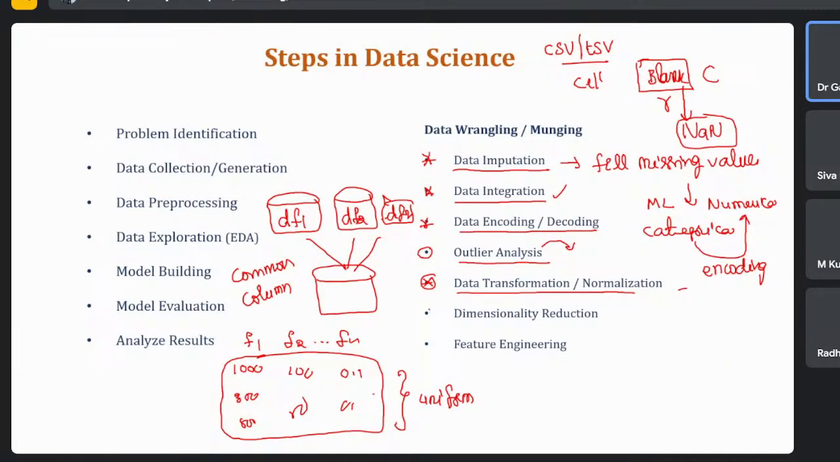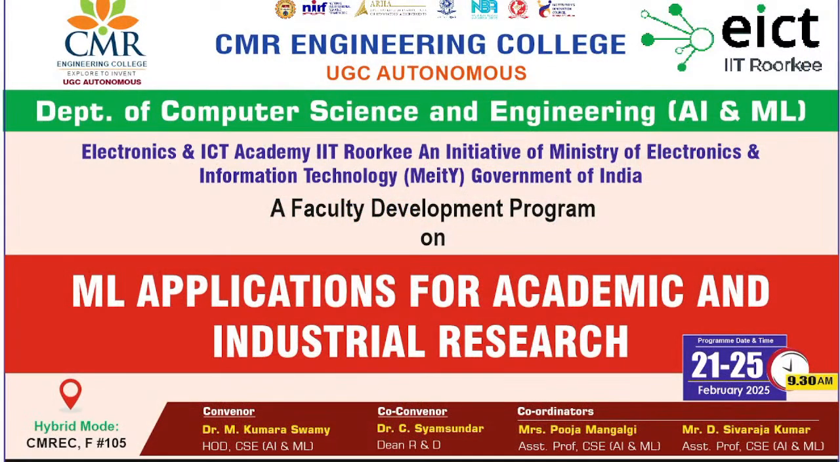Then another very important technique is called dimensionality reduction. When the number of features increases, mostly it will go for overfitting. To overcome that, we identify the important features and reduce them by using mathematical techniques such as PCA, SVD, and other techniques. Finally, feature engineering and feature selection. Whatever the best features are for model building, we should take them. Then we'll go for EDA and model building.